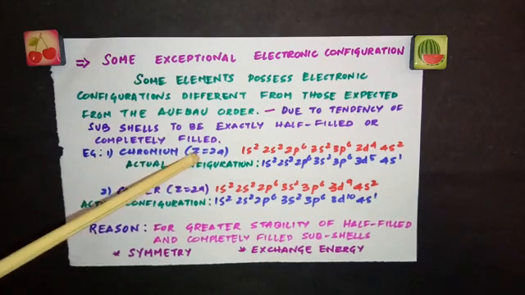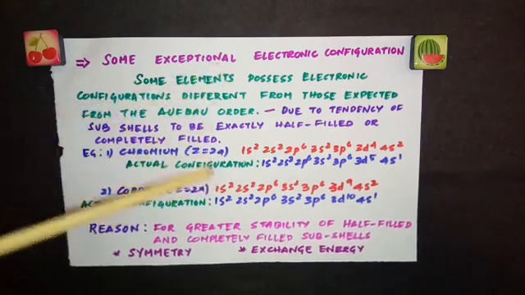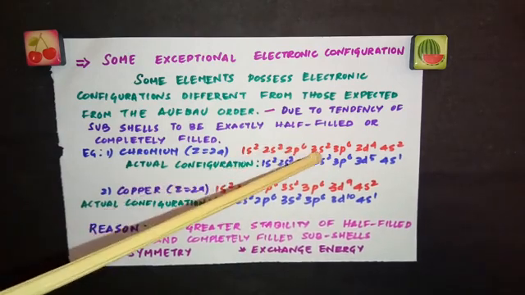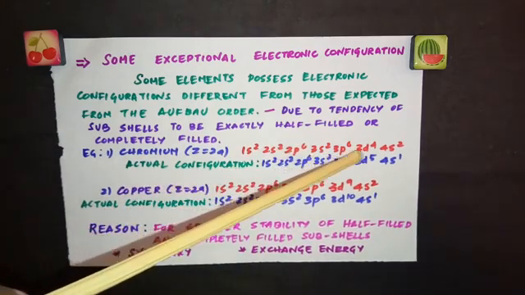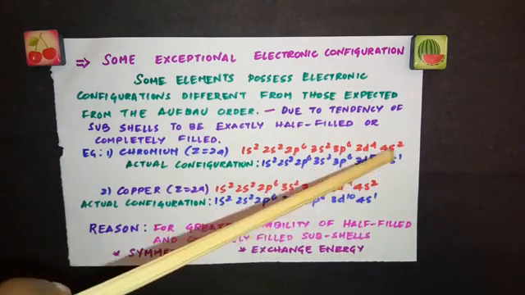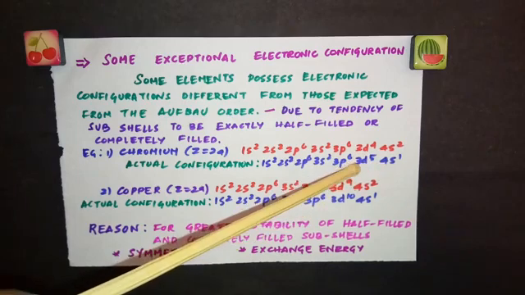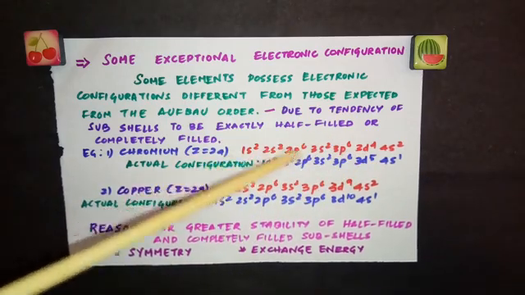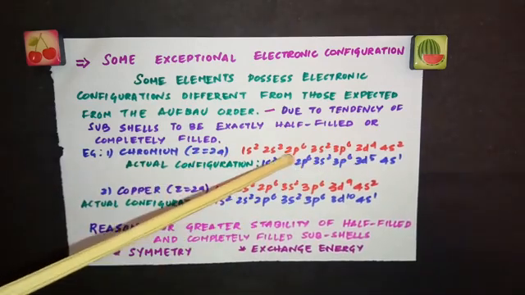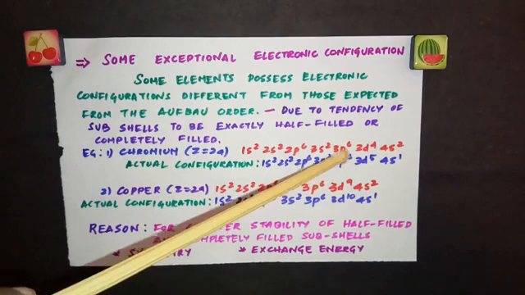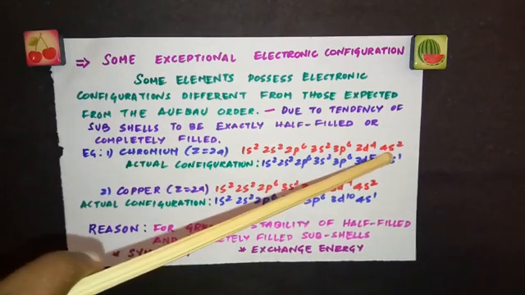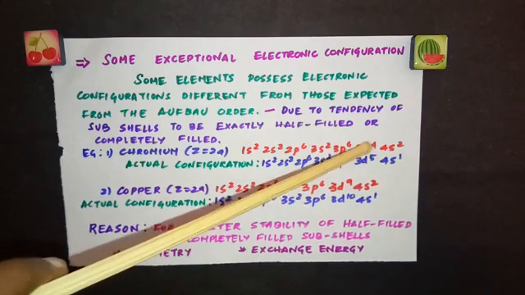For chromium, the atomic number is 24. So how can we write the configuration? 1s2, 2s2, 2p6, 3s2, 3p6, 3d4, 4s2. So according to Aufbau's order, 4s should be filled first and then 3d. So see, we have 24 electrons. Till this we have filled how many electrons? 18 electrons. And after the 18th electron, 4s is filled. Okay, 19, 20 and then 4 electrons in 3d.